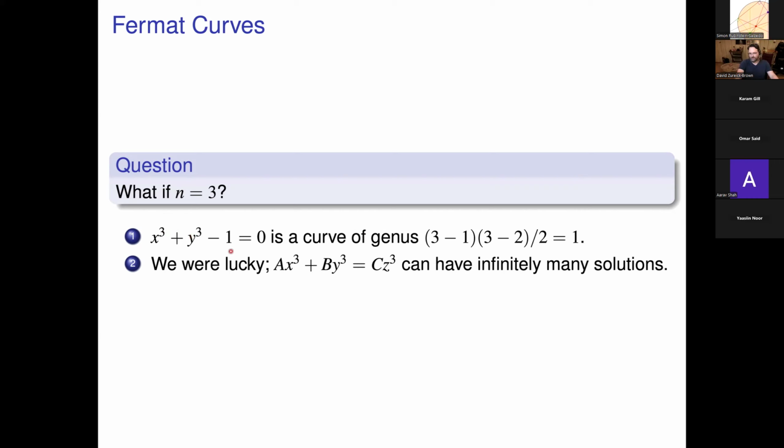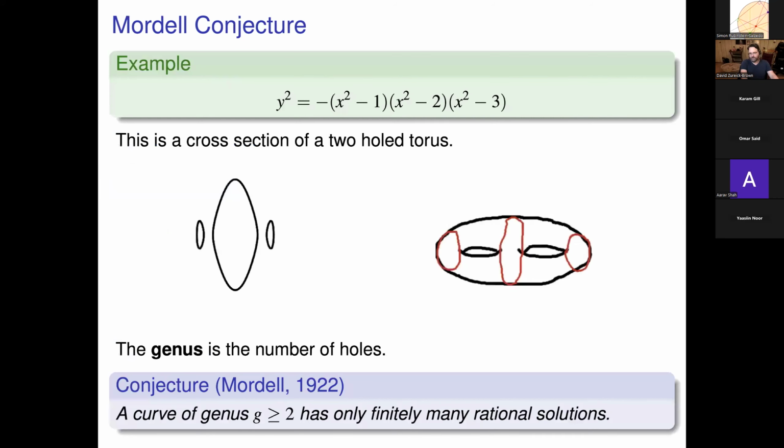When n is 3, we were just lucky. This is a curve of genus 1 that turns out to be an elliptic curve. If we put coefficients in front, this equation could have infinitely many solutions. And so I backtrack to 2.